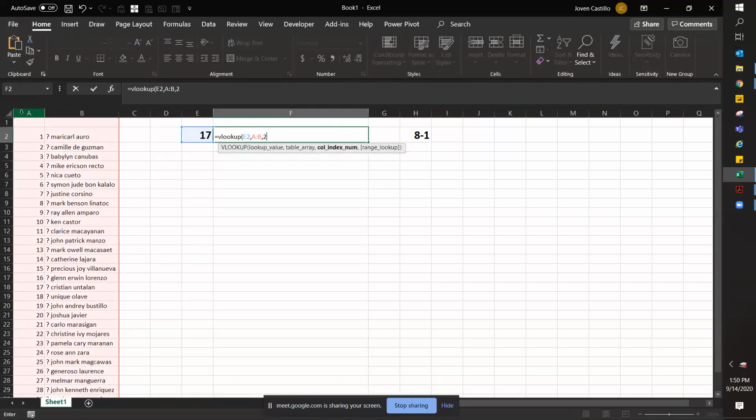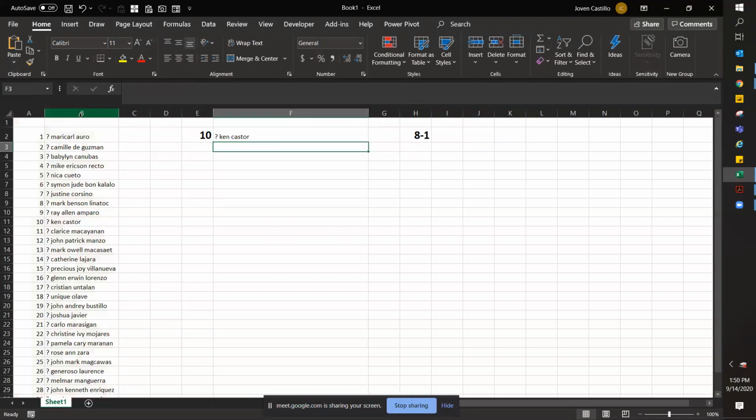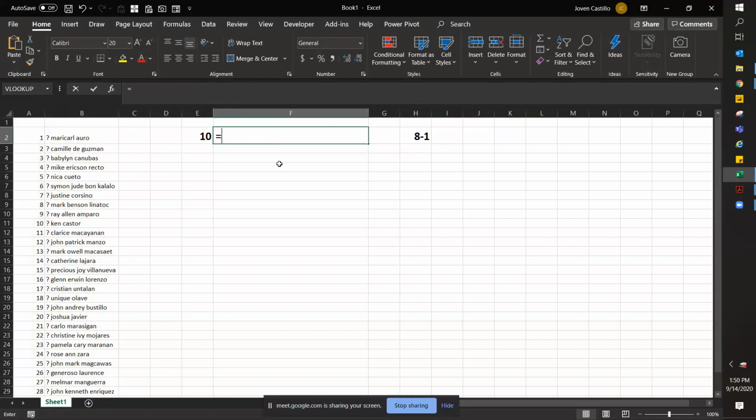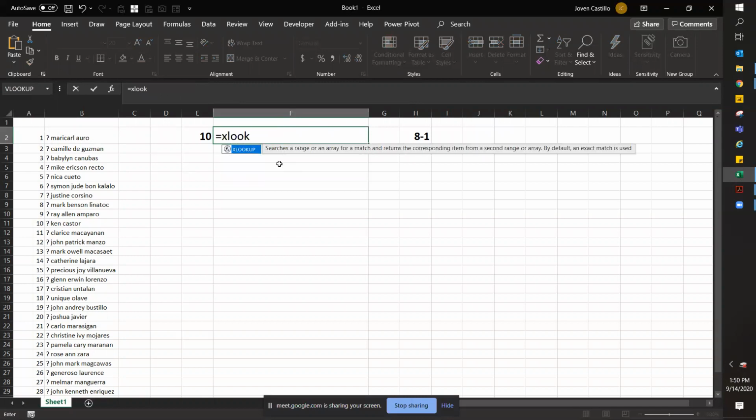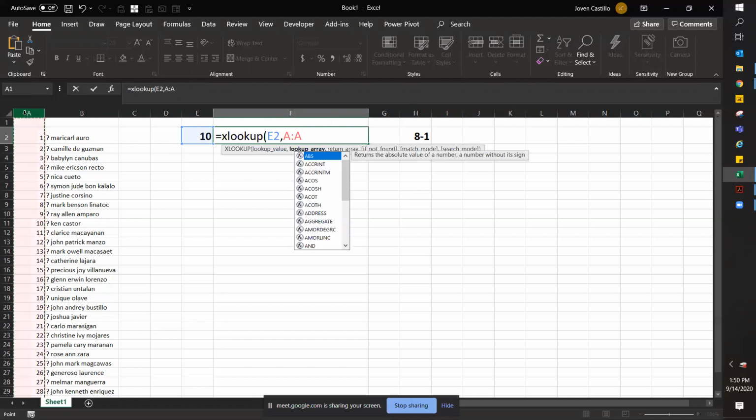Kasi I started dito sa A and then B. So, second column index yung gusto kong mailagay. And then 0 for exact match. Ayan, ganyan yung VLOOKUP. Ang XLOOKUP works more efficient, less keys. Isaselect ko lang din yun, comma. I have to look for the array. So ano ba yung kamukha nitong 10, which is ito. Isaselect ko lang yung column na yun.